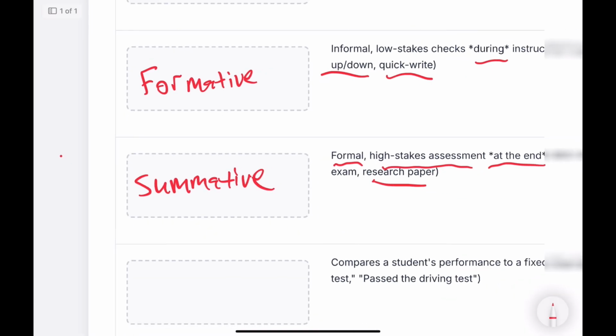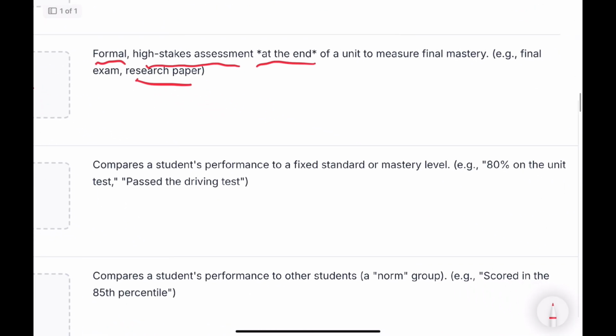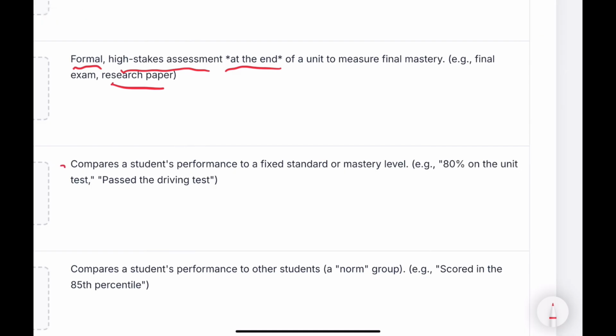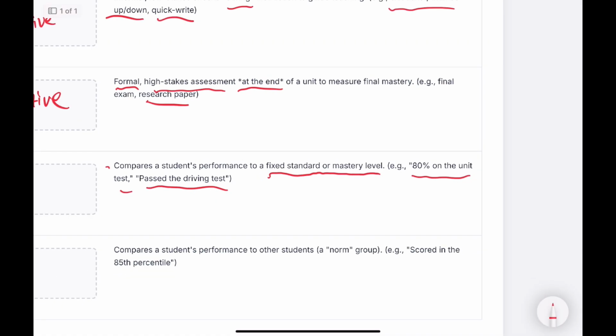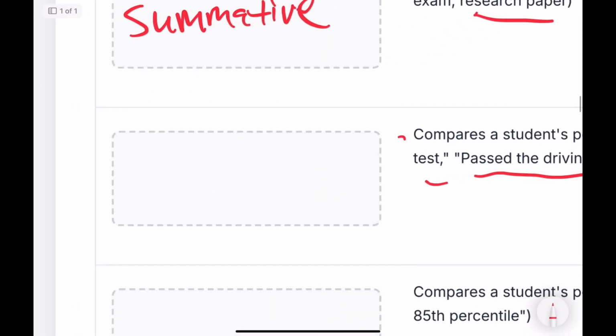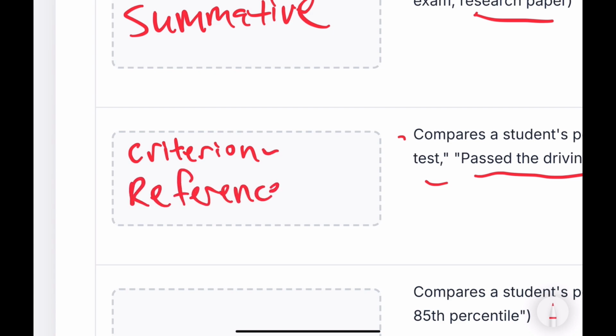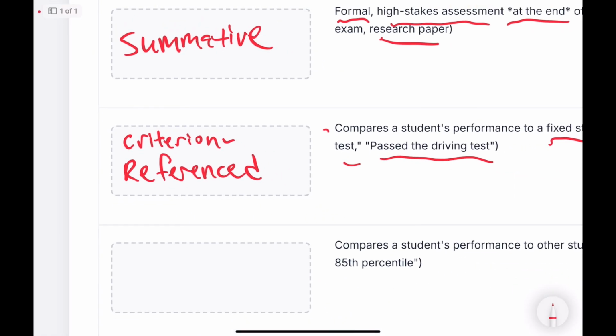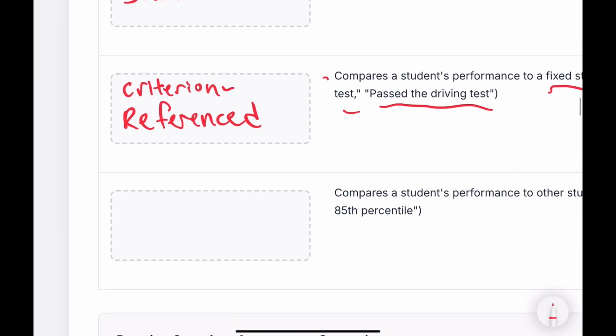All right, next up, let's go on to this assessment, which compares a student's performance to a fixed standard or mastery level, for example, 80% on the test, or simply passed the driving test. These are what's known as criterion referenced assessments. Criterion referenced assessments.